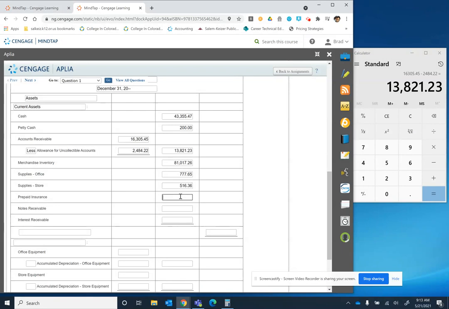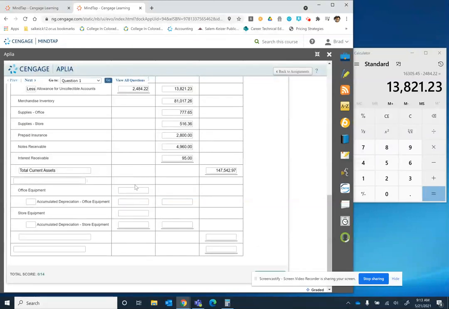$516.36. Our prepaid insurance is going to be $2,800. Notes receivable is going to be $4,960. And our interest receivable is going to be $95. Now, once we've added up all of our current assets, if we were to add all this up, our total current assets is going to come out to be $147,542.97. And that takes care of our section on our total current assets.